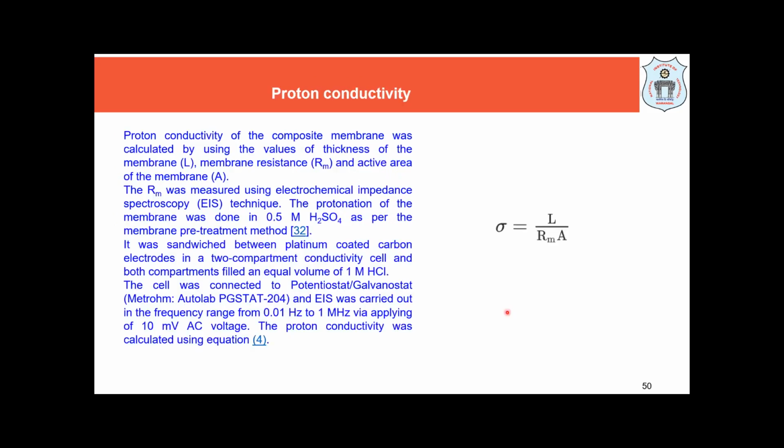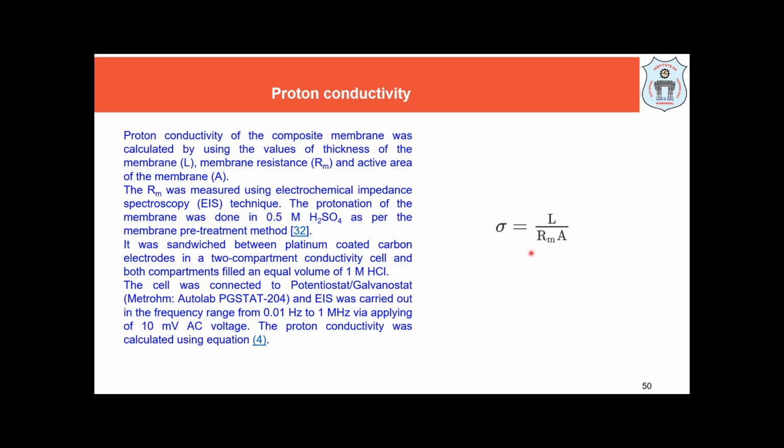Okay, so then proton conductivity. The proton conductivity of any membrane can be calculated using the thickness of the membrane, membrane resistance, and active area of the membrane. How do we get this membrane resistance? By performing the electrochemical impedance spectroscopic technique, they determine the RM value.